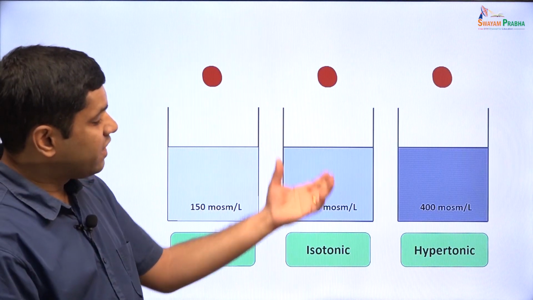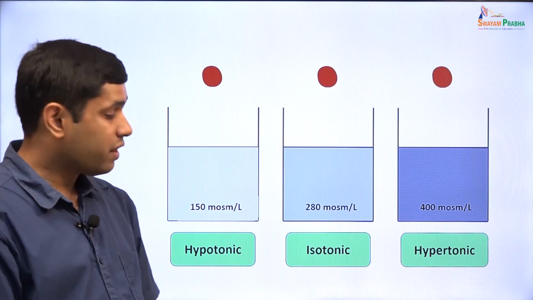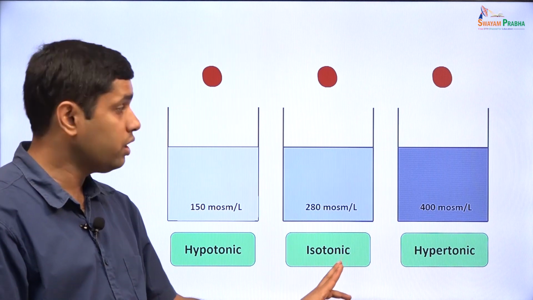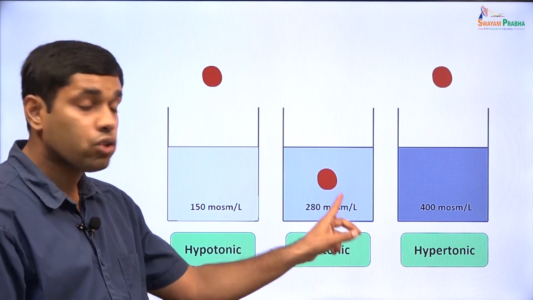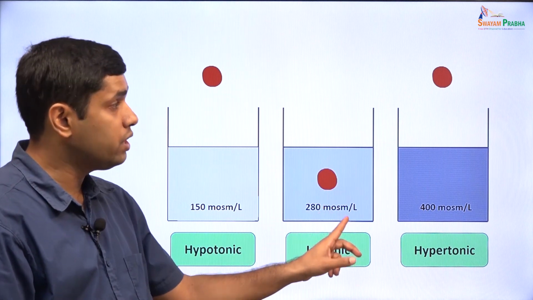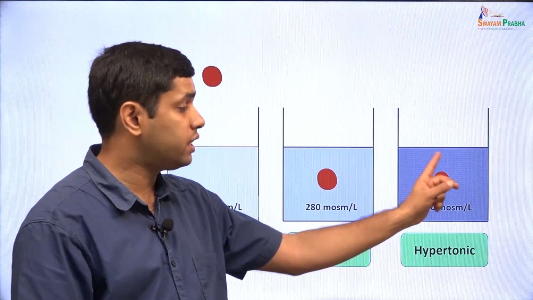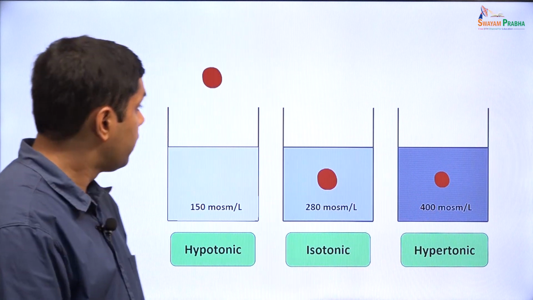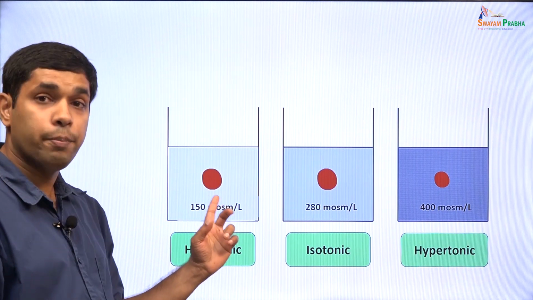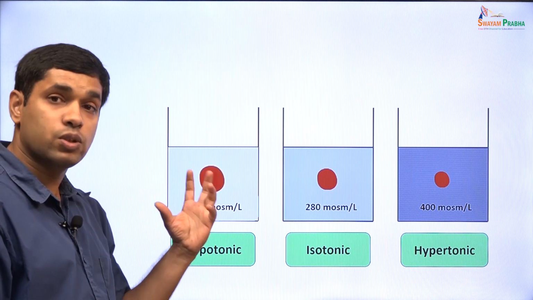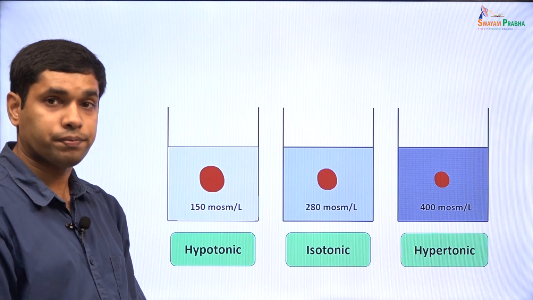So now let us look at the same experiment again, but this time instead of saying isoosmotic, I'm going to say isotonic. When a cell is put into an isotonic solution, there is no volume change. When a cell is put into a hypertonic solution, water will exit the cell and there will be cell shrinkage. And when a cell is put into a hypotonic solution, water will enter the cell, there will be cell swelling and the cell may even rupture.